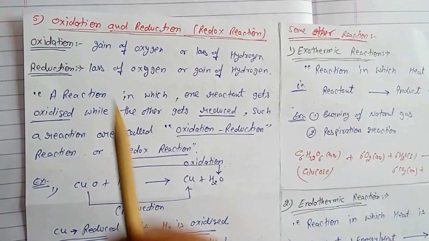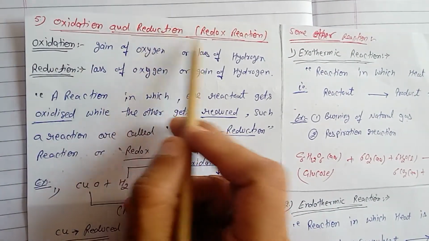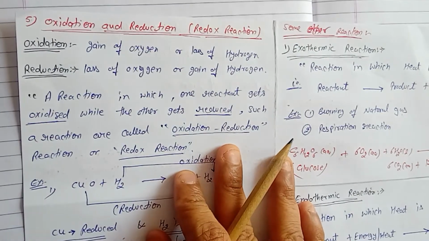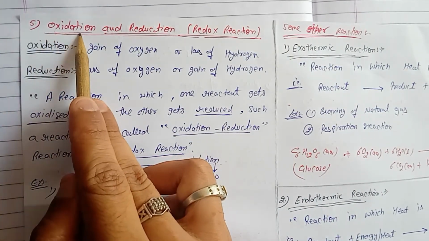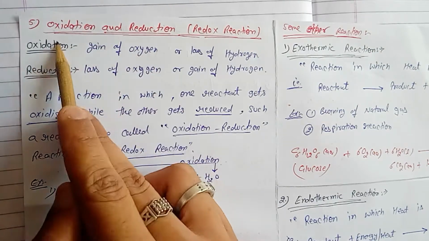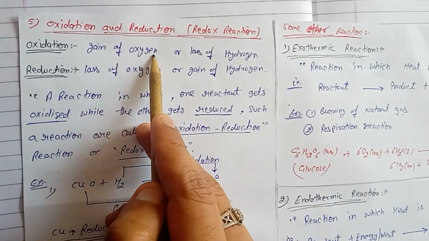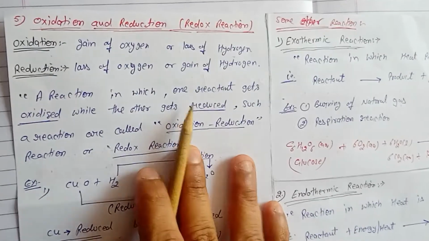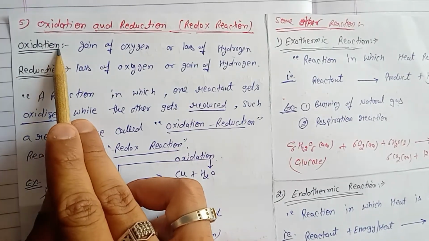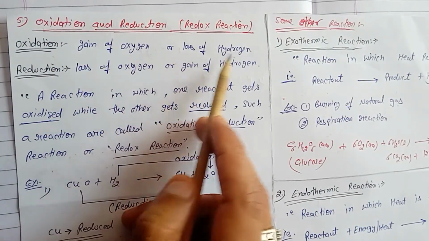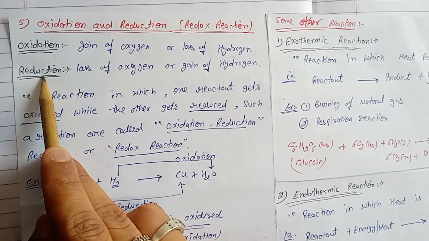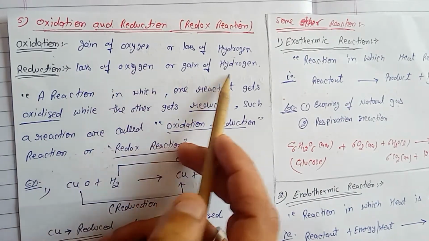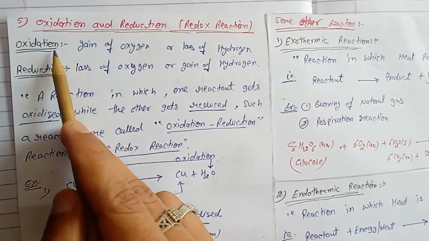Now the fifth is oxidation and reduction reaction. What is the meaning of the terms oxidation and reduction? Oxidation means gain of oxygen and loss of hydrogen. And the opposite of this, reduction means the loss of oxygen and gain of hydrogen. This is the reduction and this is the oxidation.